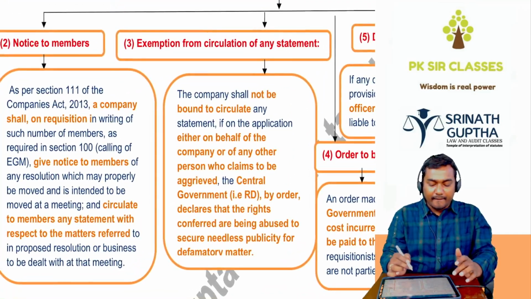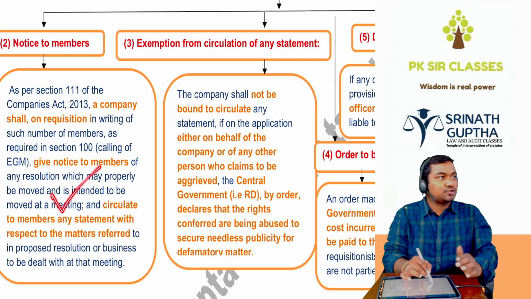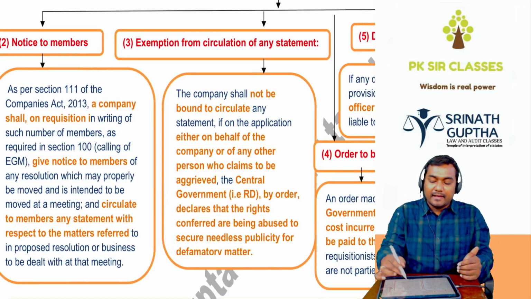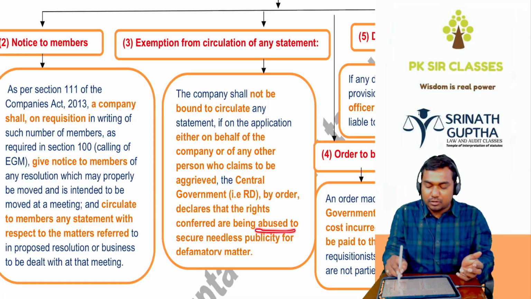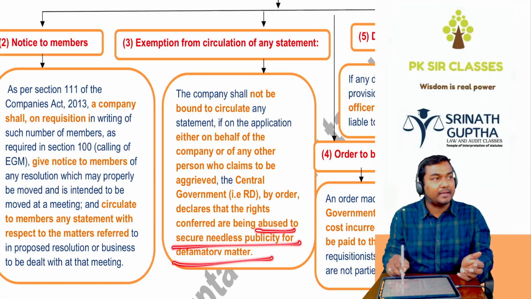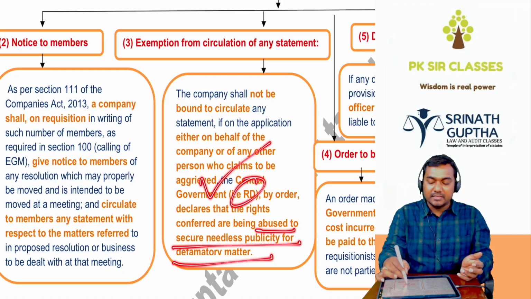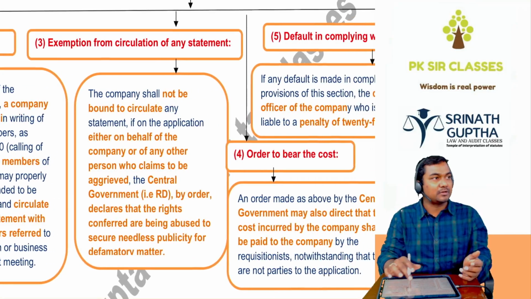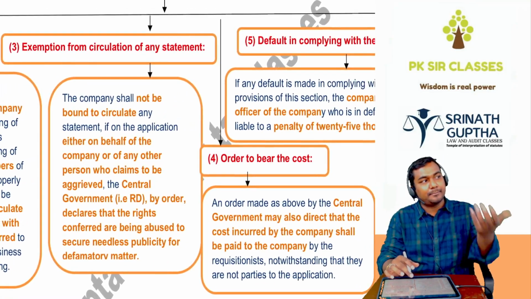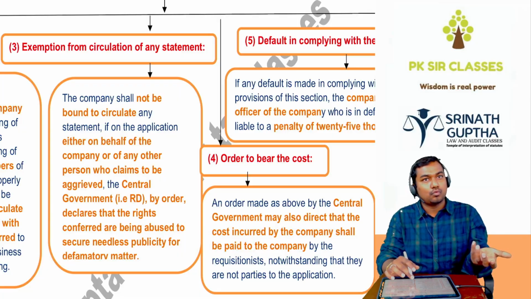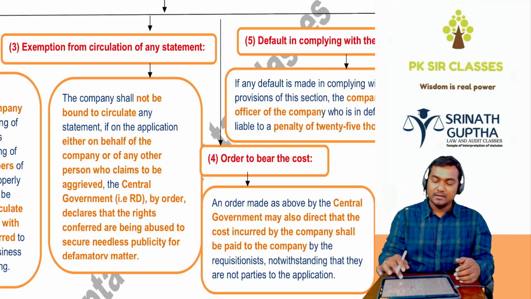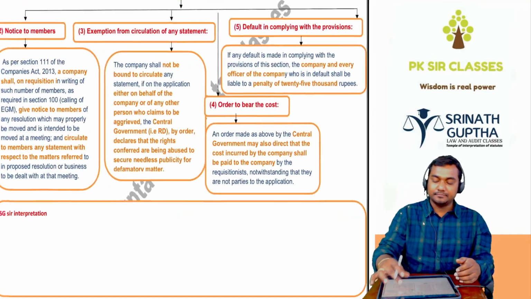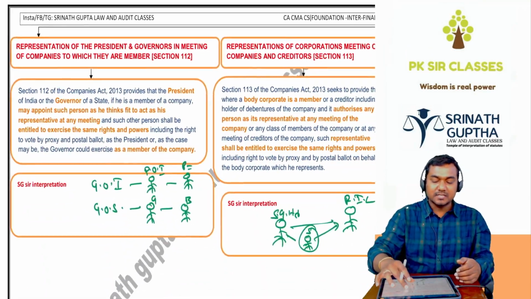And the company has circulated the same notice to the other members also, and the company feels that the power is abused by the shareholder for needless publicity or defamatory matter. So the company can approach the regional director, and if the RD is satisfied, it need not be circulated. What are the expenses incurred by the company for doing so? The company can recover them from the member. Then penalty for contravention. Next, section 111.